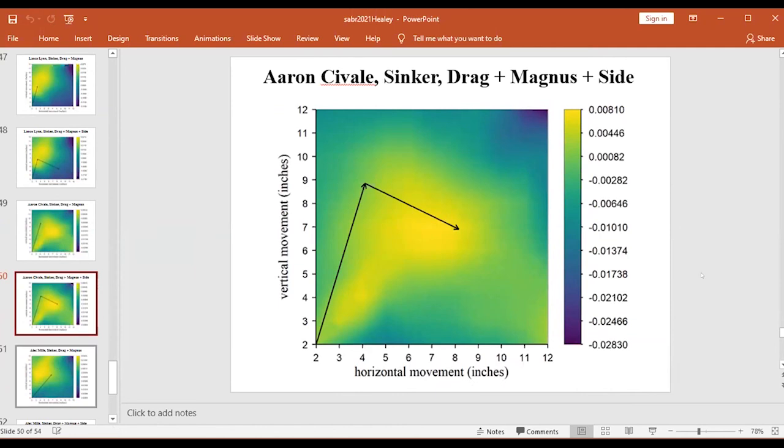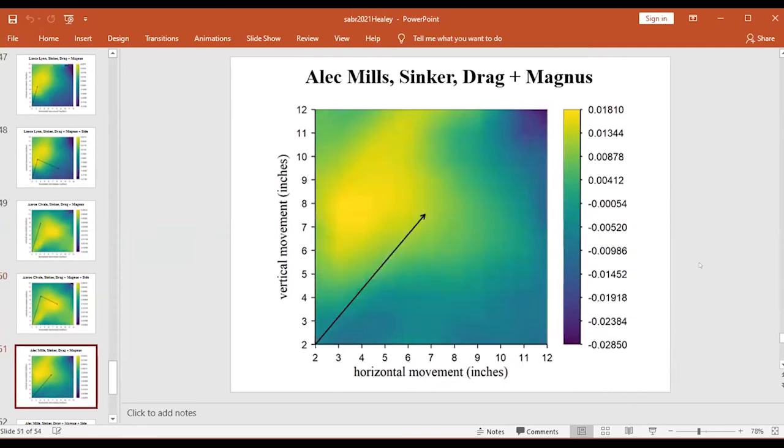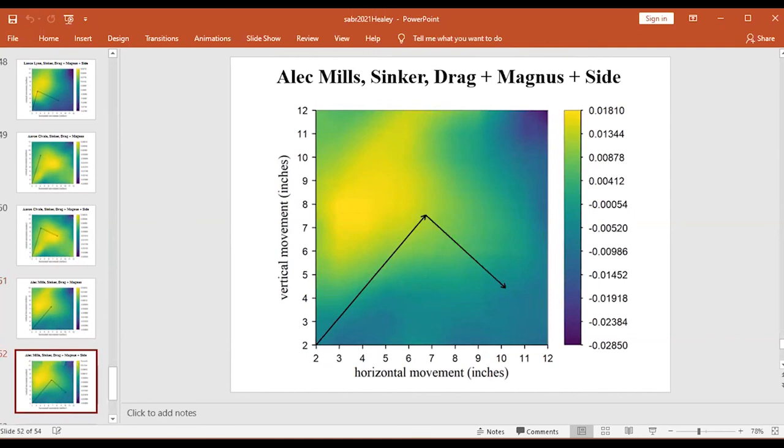All right, I'll give you one more so we can leave you with a happy thought here. This is Alec Mills. And his sinker, the drag plus Magnus, puts him here. That's a little bit worse than an average big league pitch. But we add in the side force, and now it goes to an above average big league pitch.